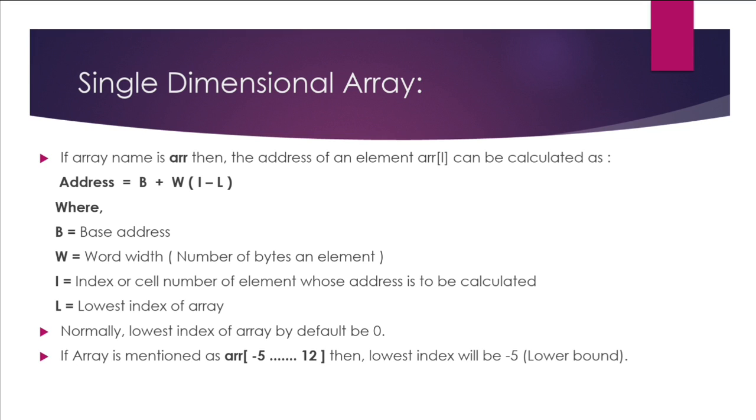Sometimes an array is written in a different format. See the last line: if the array is mentioned as ARR[-5 to 12], the location is changed. The lower bound is minus 5 and the upper bound is 12, meaning the last location is 12 and the first location is minus 5. Then our lowest index, the lower bound, is minus 5. You have to remember these things. You have to find where it is written and what you have to put in the formula.